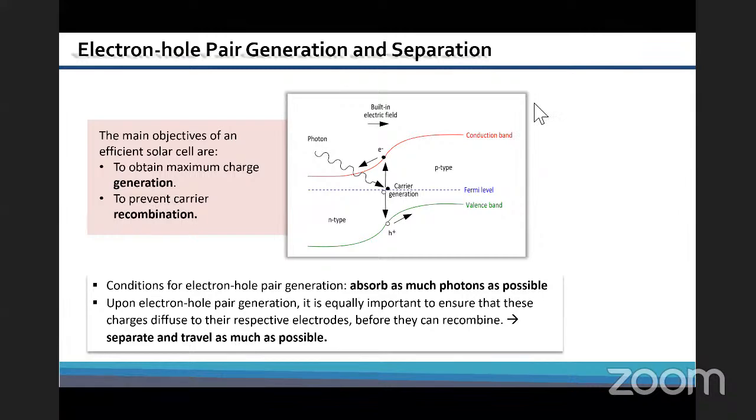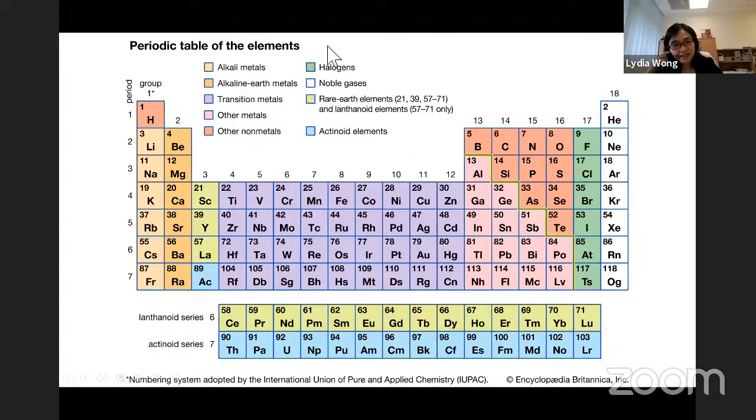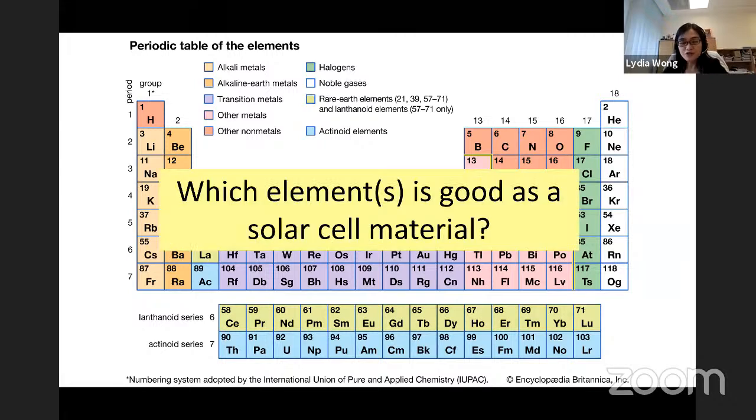Okay, good, very good. So now the next question is, you have this periodic table, right? How can you choose a material to be a good solar cell material? Which element is good as a solar cell material? What is the guiding principle, right? To choose which one, or do you just throw a dot at the periodic table, and where your dot lands, that will be the solar cell material? It cannot be, right? You have to choose something, and you need to have a principle to choose.